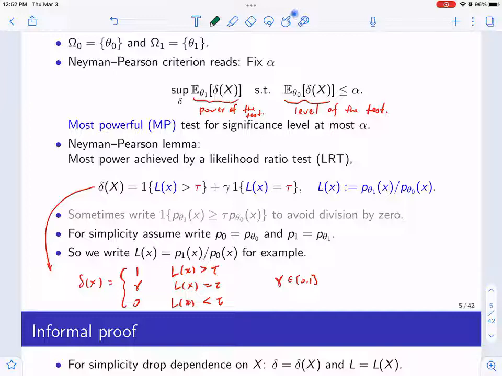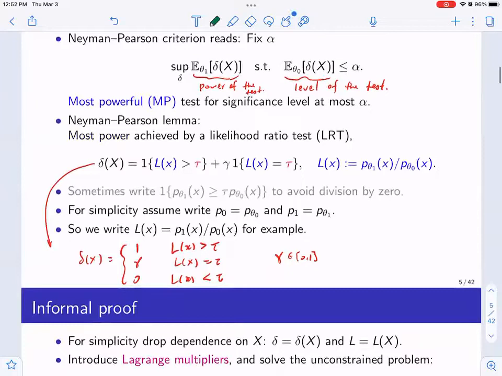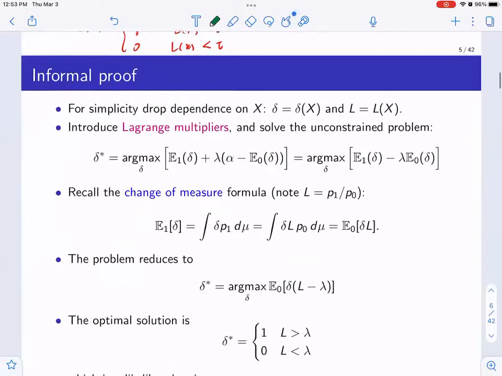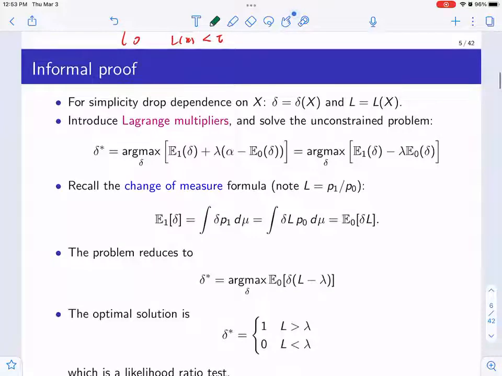So we'll set the threshold, and gamma if need be, to make this level exactly equal to alpha. We're going to use all the budget, so we're going to push it to alpha. And given this freedom with gamma here, part of the Neyman-Pearson lemma is that we can always do that. You can always make the test such that the probability of rejection under the null is exactly alpha. That's part of the idea of the lemma. Feel free to ask questions.